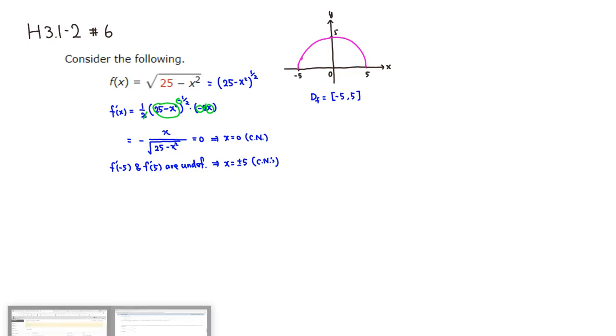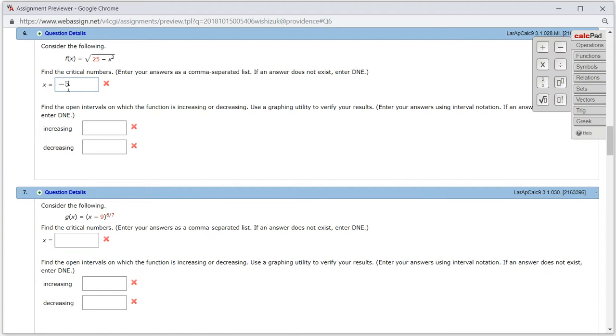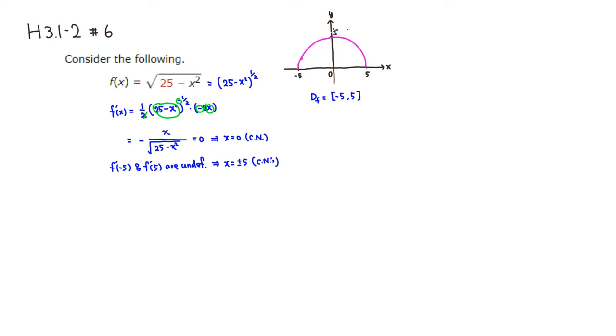Right, so let's type it in. So we got negative 5, also 0, and a positive 5. All right, then let's find the open intervals on which the function is increasing and decreasing. In this case, you can see that it's increasing between negative 5 and 0, and decreasing between 0 and 5. But we can tell from the derivative, so let's do the number line here.